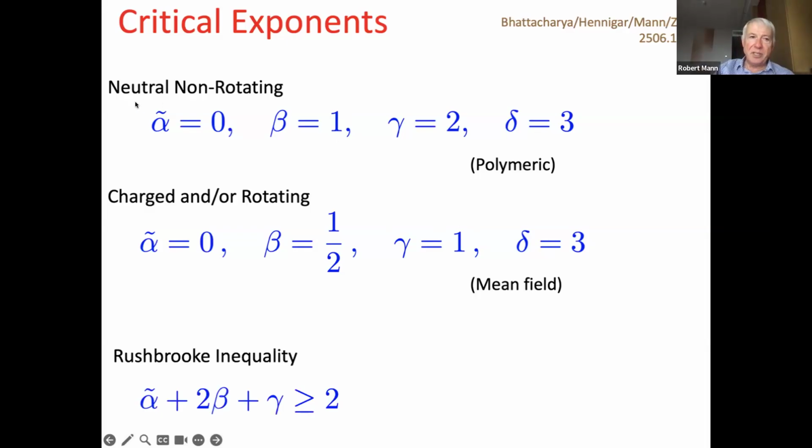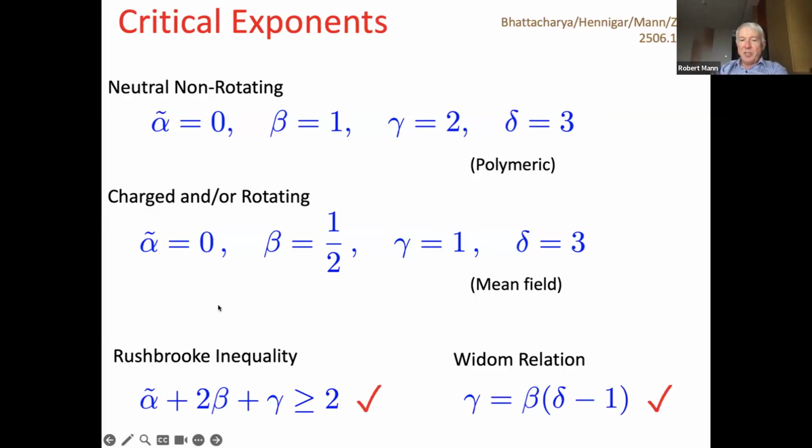You can show that despite this strange thing, different from mean field theory, that both the Rushbrooke inequality and the Widom relation, which are standard relations of critical exponents in condensed matter theory, are obeyed for both the neutral case, the polymeric neutral case, and the mean field charged rotating case.